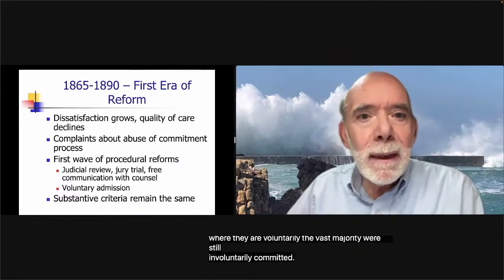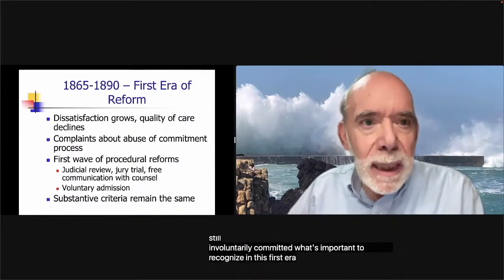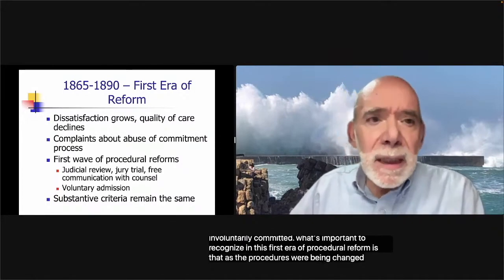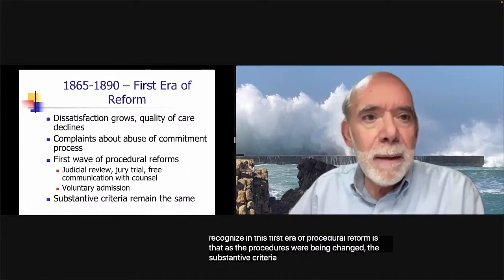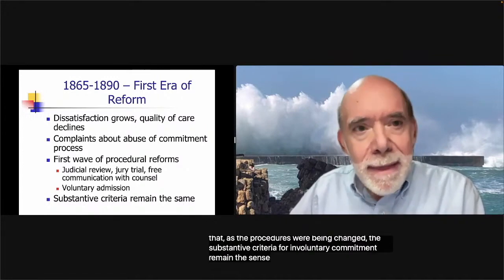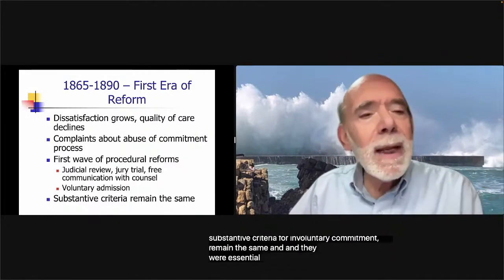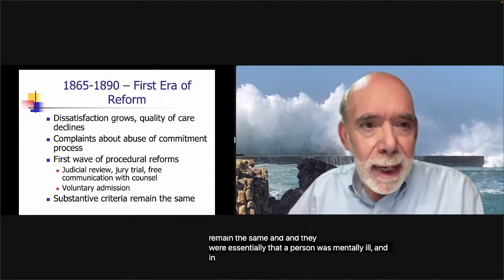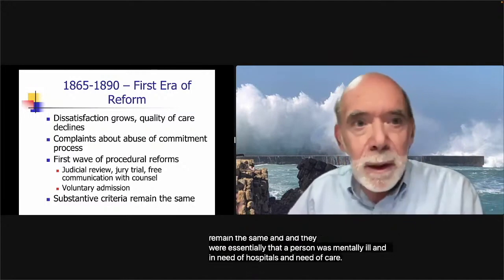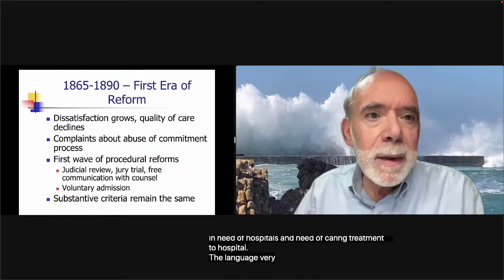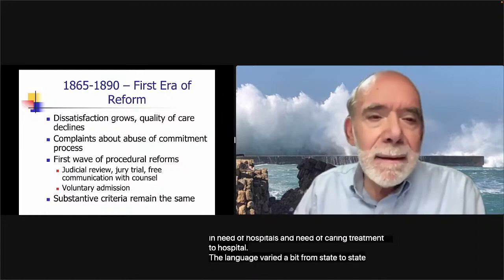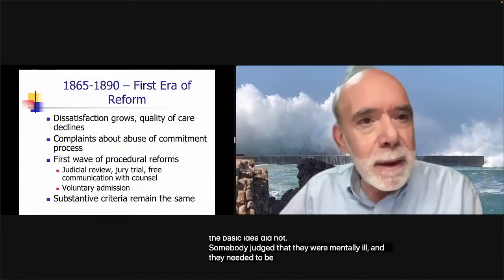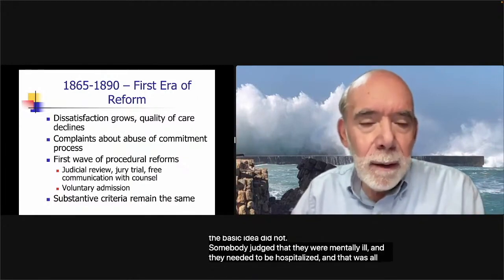What's important to recognize in this first era of procedural reform is that as the procedures were being changed, the substantive criteria for involuntary commitment remained the same. And they were essentially that a person was mentally ill and in need of hospitalization, or in need of care and treatment in a hospital. The language varied a bit from state to state, but the basic idea did not. Somebody judged that they were mentally ill and they needed to be hospitalized, and that was all that needed to be proven.